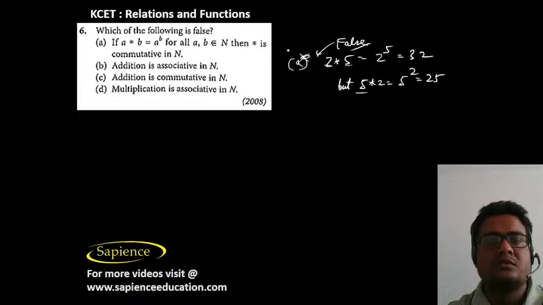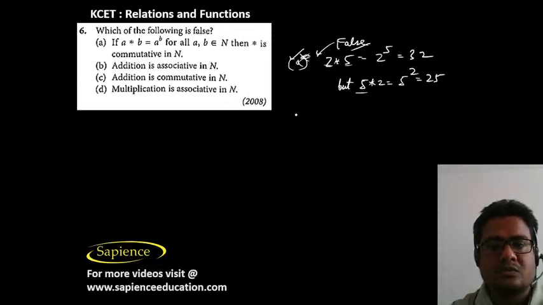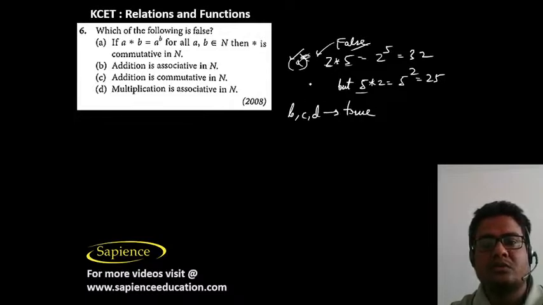Here it is asked which of the following is false. I think A is the correct answer, and we should check B, C, and D also. Addition is associative in N. Yeah, it is true. Addition is commutative in N. Yeah, that is also true. Multiplication is associative in N. Yeah, that is also true. So it means that B, C, D are true. But only option A is false. Option A is the correct answer.